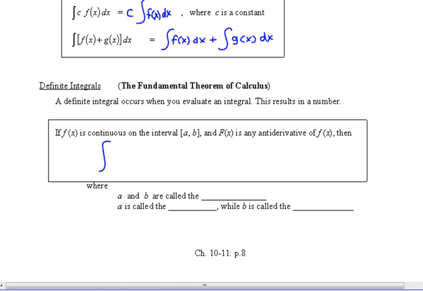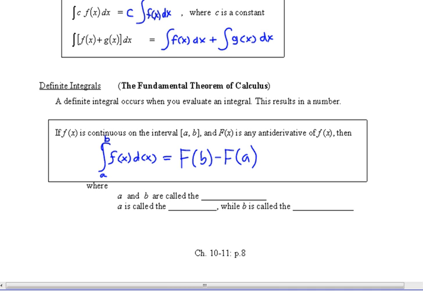So how we would write this is we're going from a to b. So a would be on the bottom, b would be on the top, to show what numbers it's between. The integral from a to b of f of x dx would equal, because we're evaluating it, we don't have to worry about c, of course, F of b minus F of a.